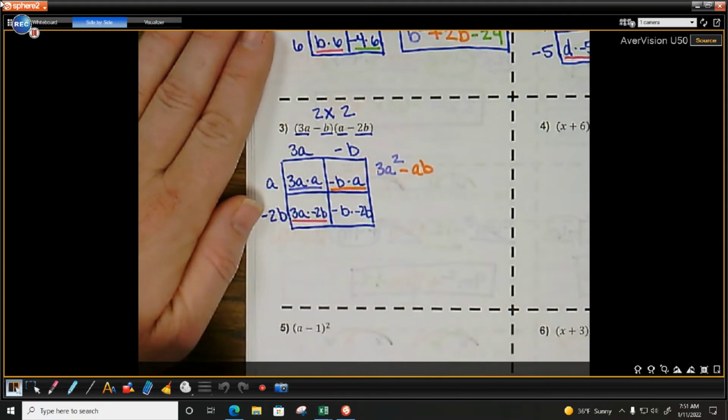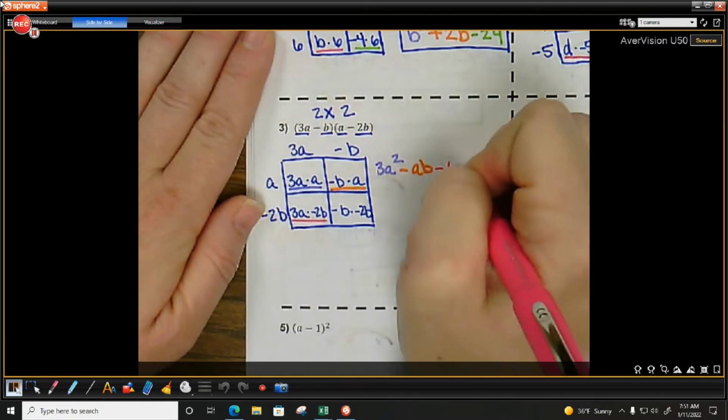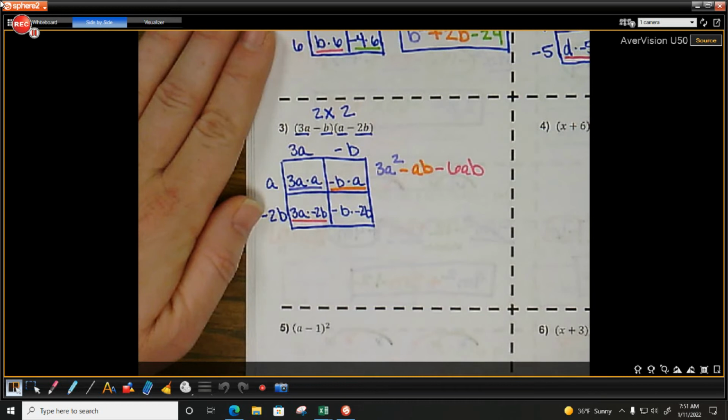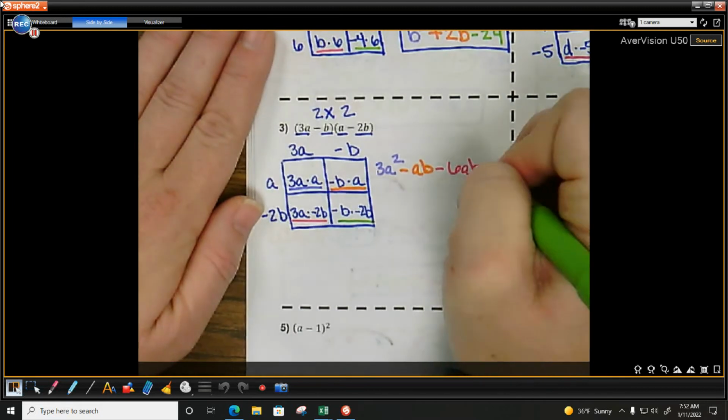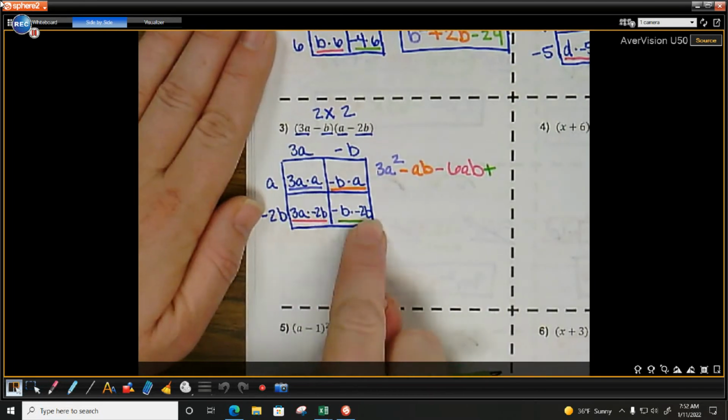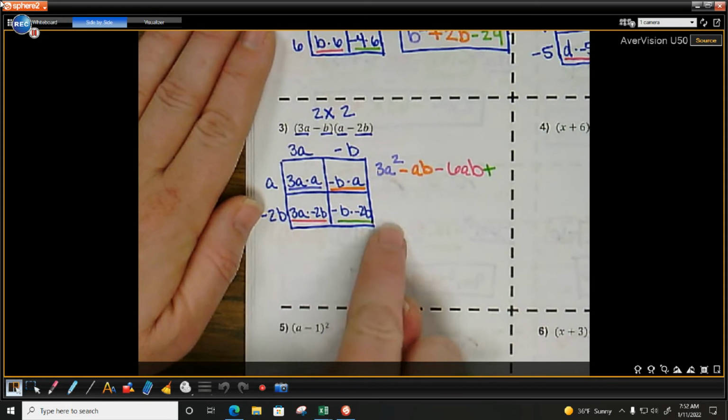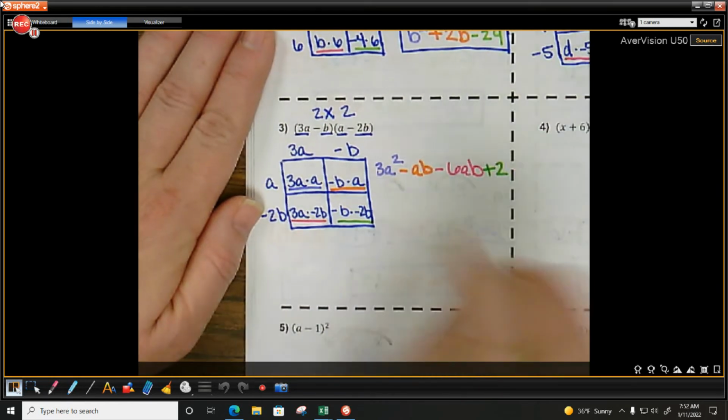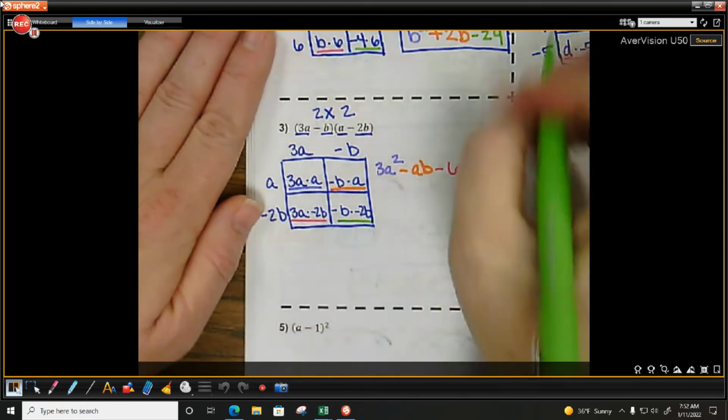And then what's 3A times negative 2B? Great job, negative 6AB. And then what's negative b times negative 2b? Negative, negative. Positive, because a negative times a negative is positive. What's the only coefficient? What's the only big number? 2. How many b's do you have? So b squared.